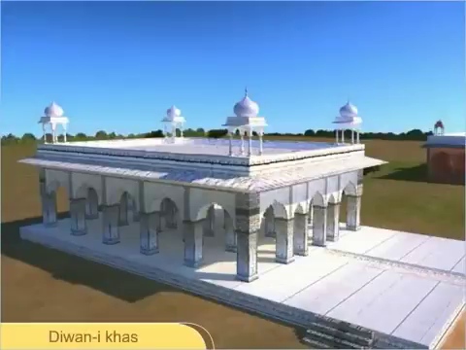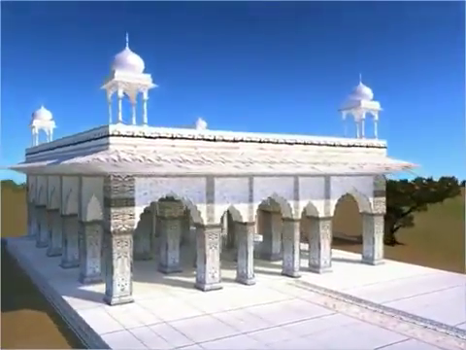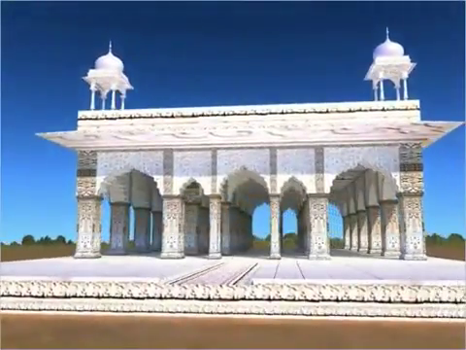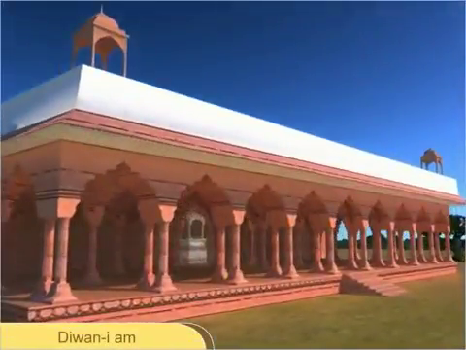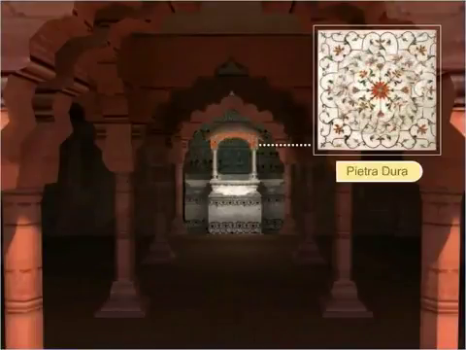The Diwan-e-Khas is an important building of the Red Fort. It was a place where ministerial and elite gatherings took place. It's built of white marble. Close to the Diwan-e-Khas is the Diwan-e-Aam, which was a place that the emperor used for public gatherings. An ornate throne of the emperor is placed at the Diwan-e-Aam. This throne is decorated with pietra dura inlays.